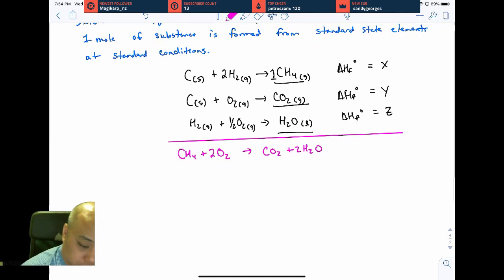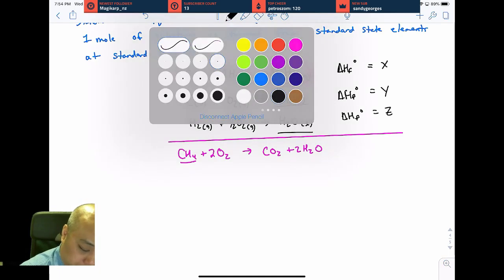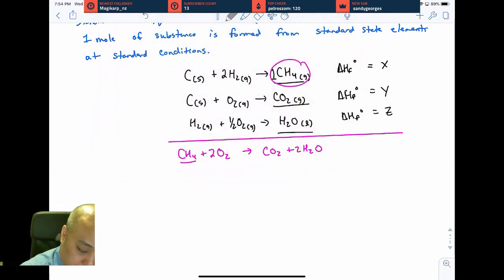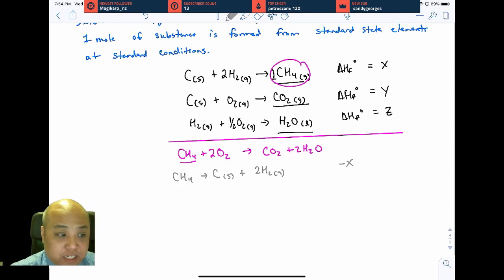Okay, so we find the unique things. Notice unique CH4. Now, it's on the wrong side with the right coefficient, so you just flip it around. So then this becomes CH4 yields C solid plus 2H2 gas. So that is negative X.